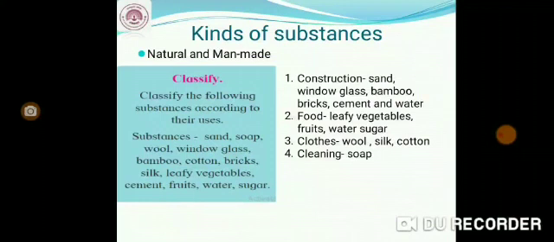These are the substances which can be used as food. Clothes, what can be used? Wool, silk and cotton. And for cleaning purposes, you can use soap. So depending upon the use, for construction, for eating, that is food, for your clothing purpose and your cleaning purpose, we have made four parts of the substances over here. Okay.